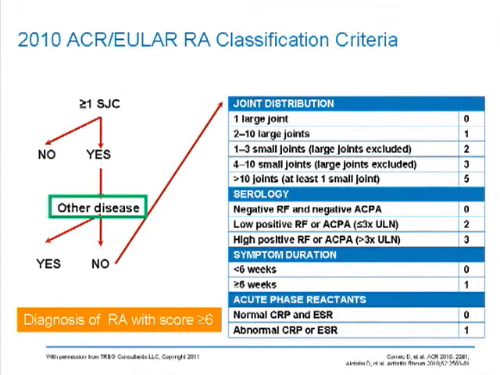So there are 4 parts of this. One is joint distribution. As you can see, it goes from 1 large joint to greater than 10 small joints, with at least 1 small joint, with numbering from 0 to 5. Serology, whether the patient has a rheumatoid factor or anti-CCP, and depending upon the strength, a different score. How long the symptoms have been present, and whether or not the acute phase reactants are elevated or not. And a patient could be diagnosed with rheumatoid arthritis if their score is 6 or greater, or there's a high probability they have rheumatoid arthritis.